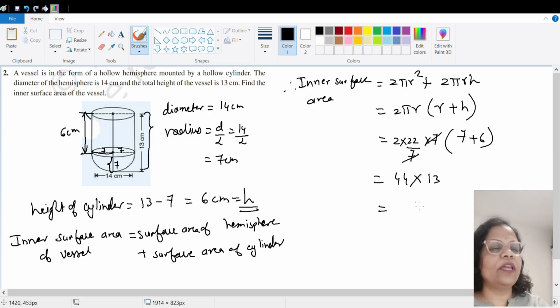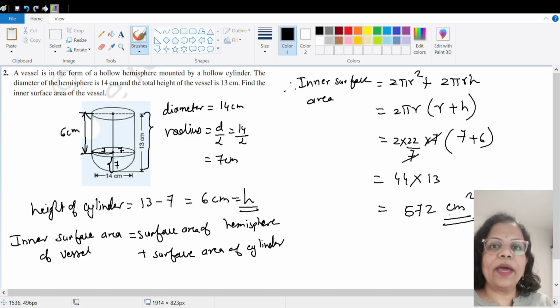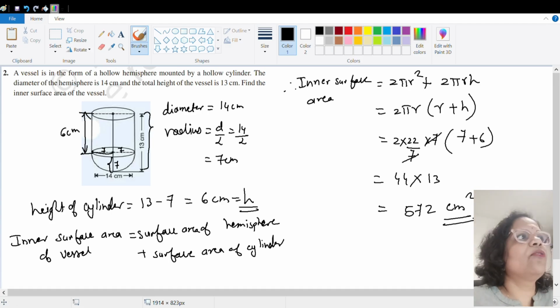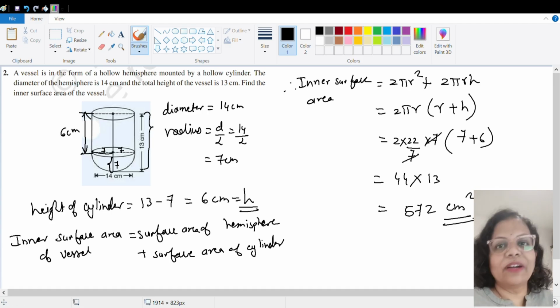So if you do 44 into 13, you will get 572 centimeters square. That will be the answer of your second question. So let us go to the third question now.